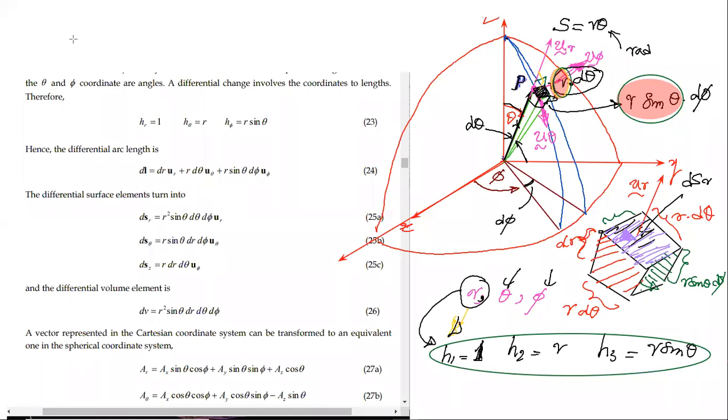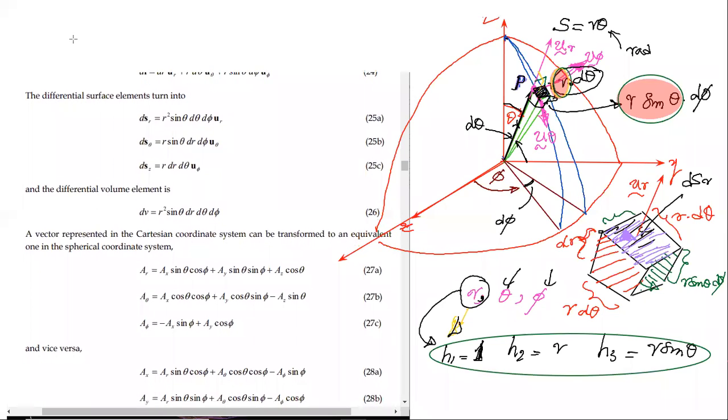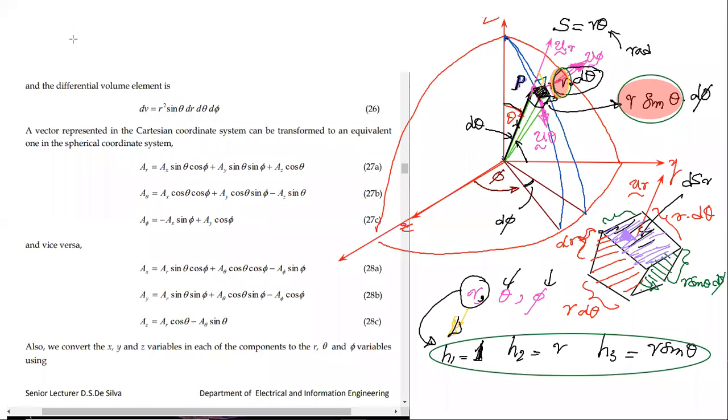So if you go through this note, similarly, you can write down the differential volume. This is the equation for that volume. So dV represents this volume.